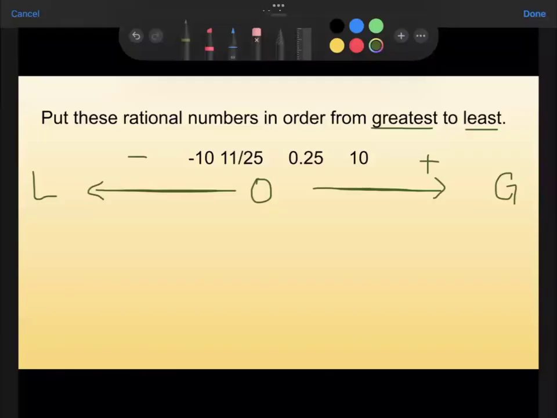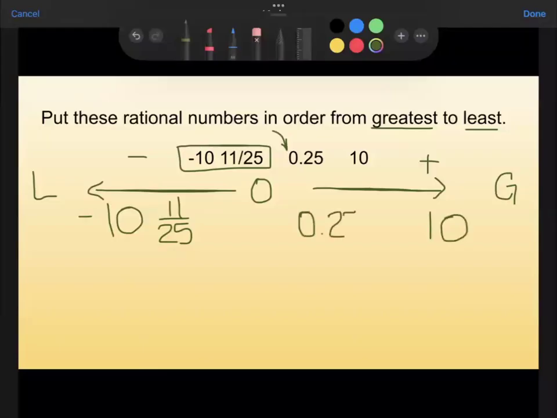We only have one number from our group that is in the negative zone. So that's going to be the least, negative 10 and 11 over 25. Now I have two numbers in the positive range, so I just have to decide which is greater, 10 or 0.25. That's actually easy, because 10 ones is definitely more than 0 ones, which is what the decimal has. So 10 is over here and 0.25 is somewhere over here. This would be my order from least to greatest.